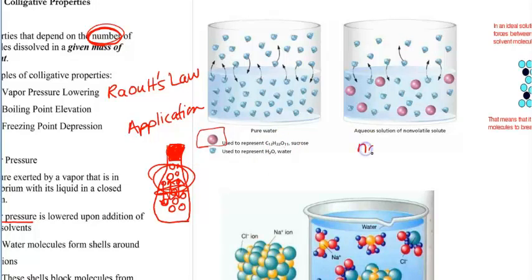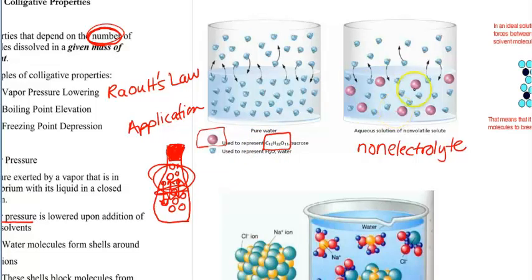This would be what you call a non-electrolyte, meaning that it doesn't have ions. It's going to stay together. So this is covalent. It's going to stay together as one piece, and we represent that here.